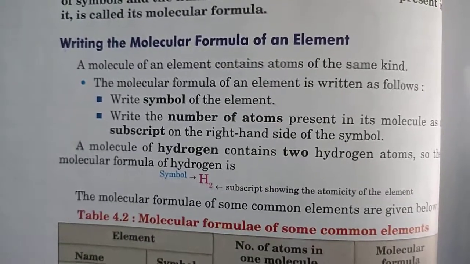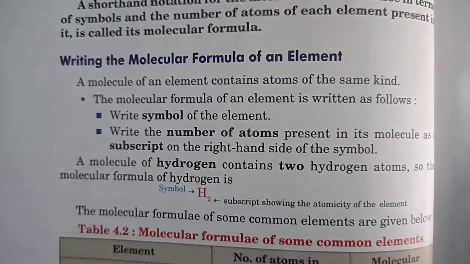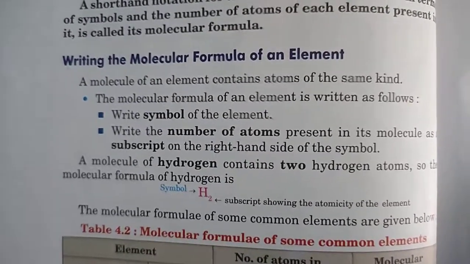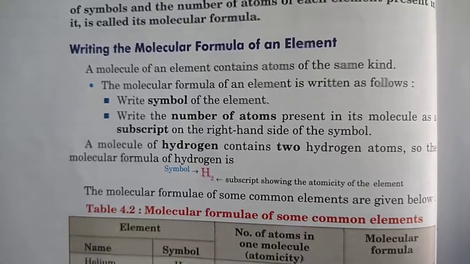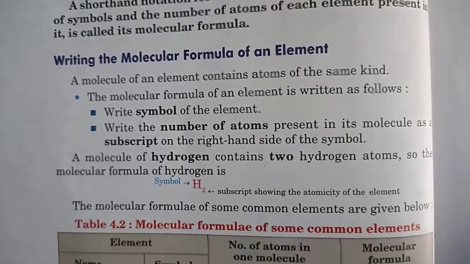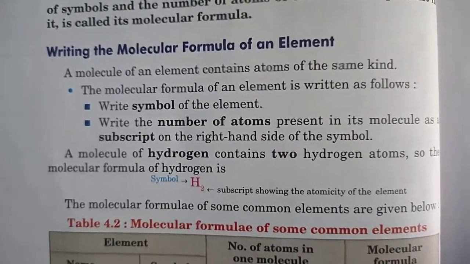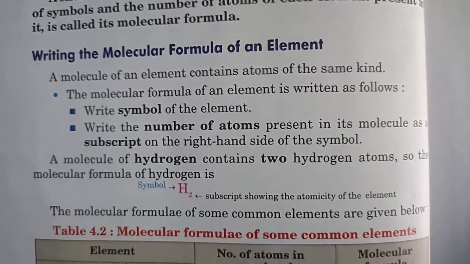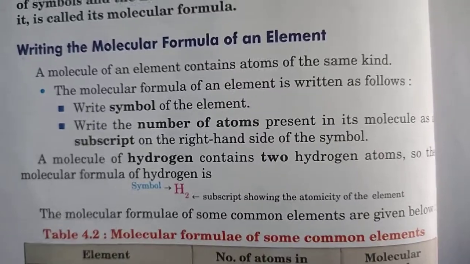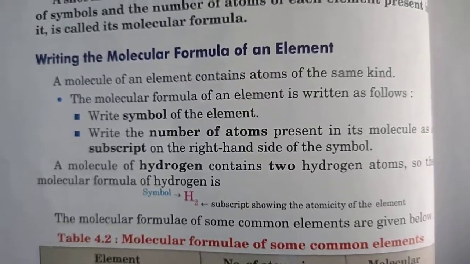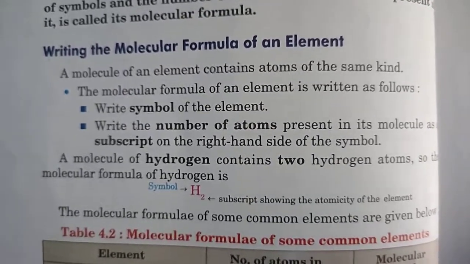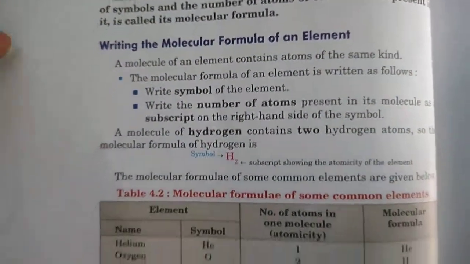You see here, atomicity means what? We have read this in the previous class: the number of atoms present in the molecule, that is atomicity. So you see here that in H2, the subscript 2 shows the atomicity of the element. We know that a molecule of hydrogen contains 2 hydrogen atoms. So first of all we write the symbol H and in subscript you write 2. That means atomicity is 2.